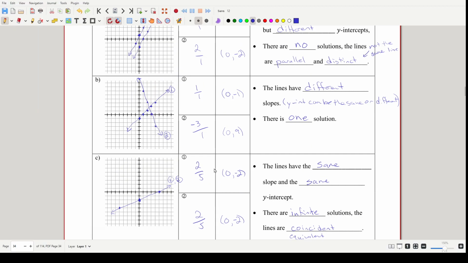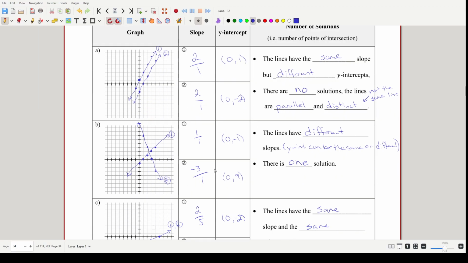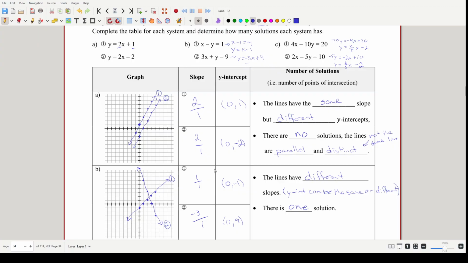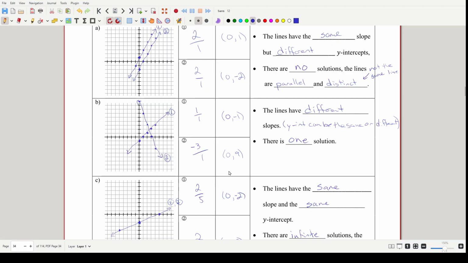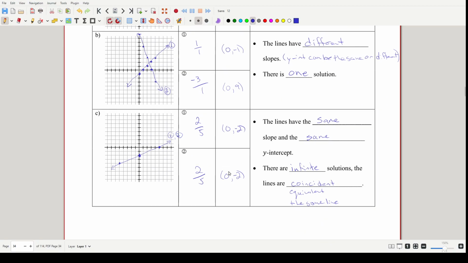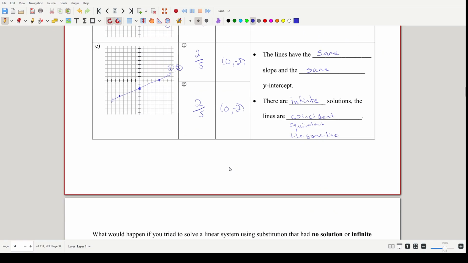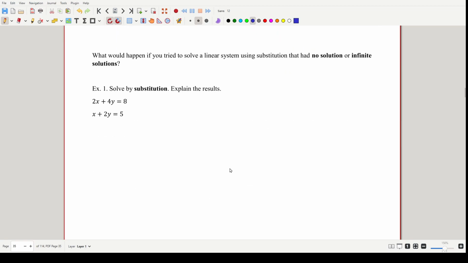All right. So what we can see from this is if we can determine the slope and the y-intercept just by looking at the numbers, without even graphing it, we can determine whether there is one solution, no solutions, or infinite solutions. We don't even have to do the work. That's good news. That could save us some time. Let's go down to the next page and put this to work.